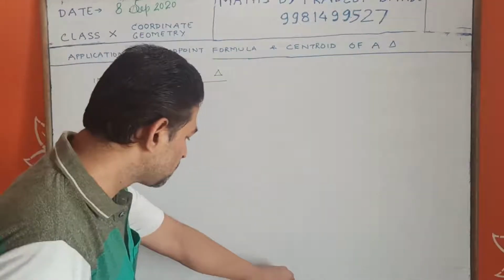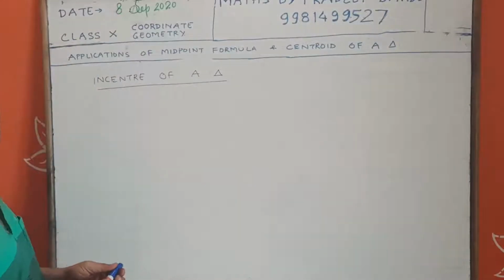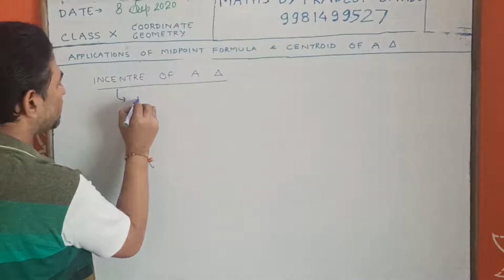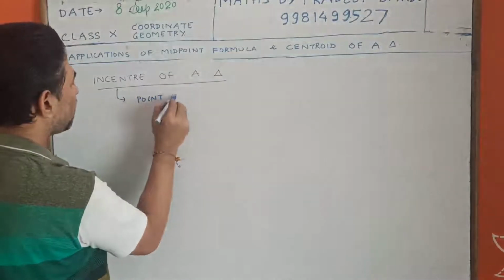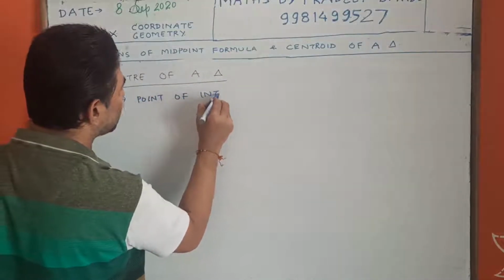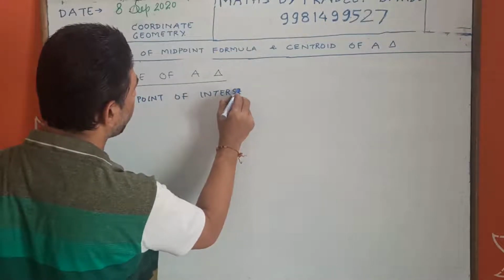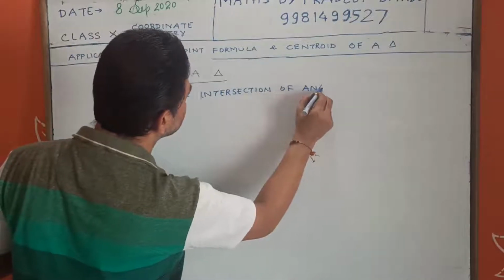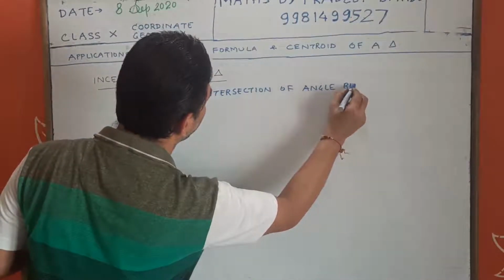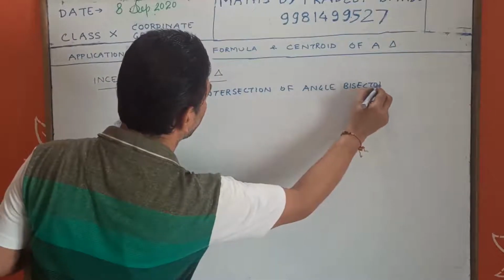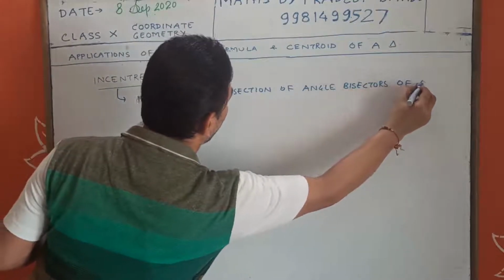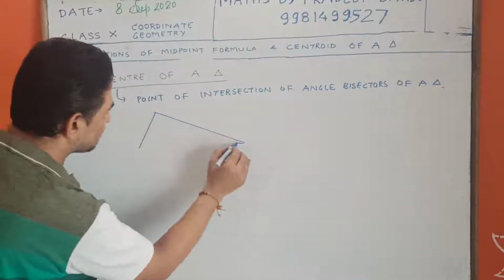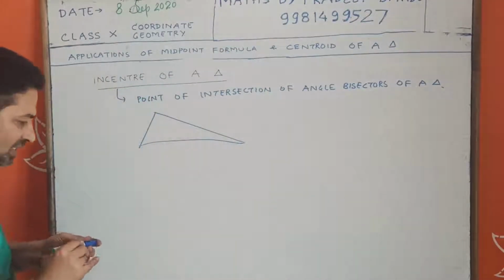Next is incenter of a triangle. बच्चों इन सेंटर जैसा कि अभी डिस्कस किया था, it is point of intersection of angle bisectors of a triangle. That is, the situation is like this.